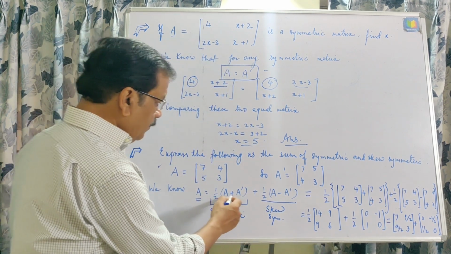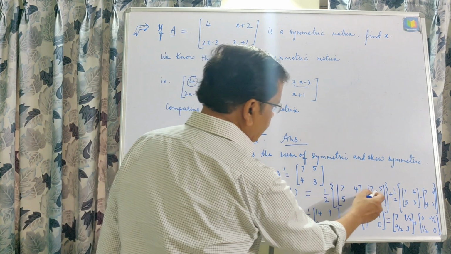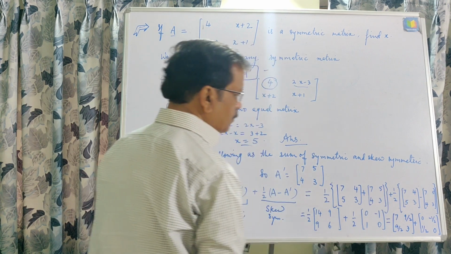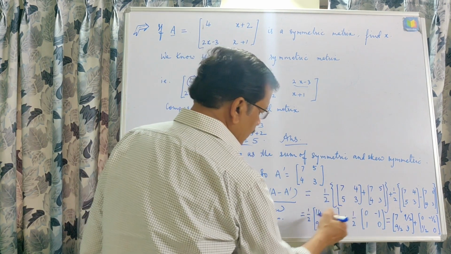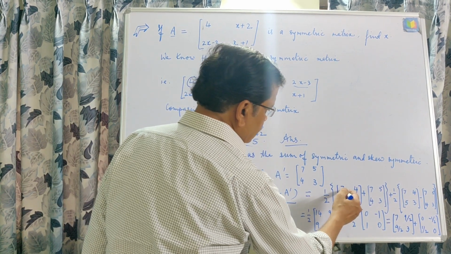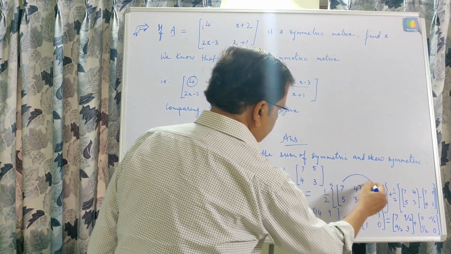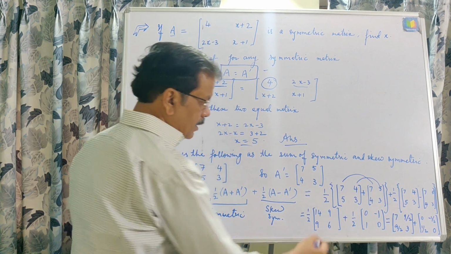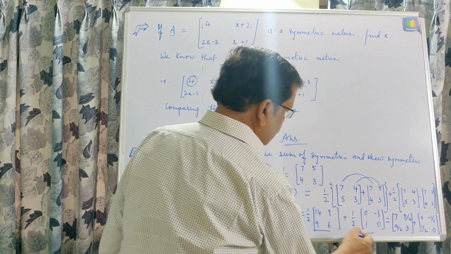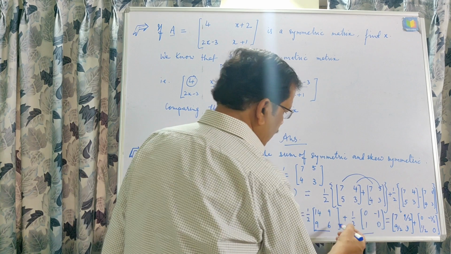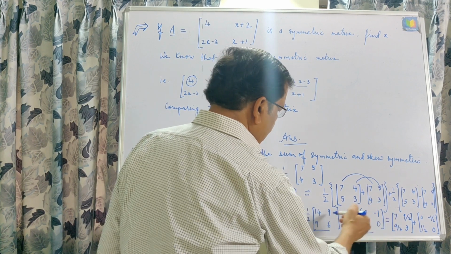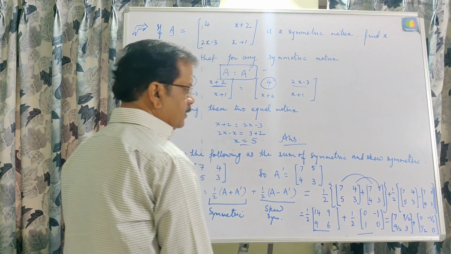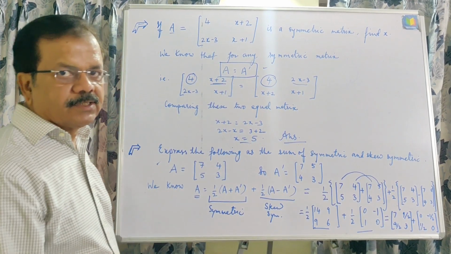That is half (A plus A dash), where A dash means transpose of A, plus half (A minus A dash), after taking half common, and this can be added because it is a square matrix. We are getting this and this, that is, putting half inside, this will be 7, 9 by 2, 9 by 2 and 3, and in the same way the next one. This is the answer. Now next question.